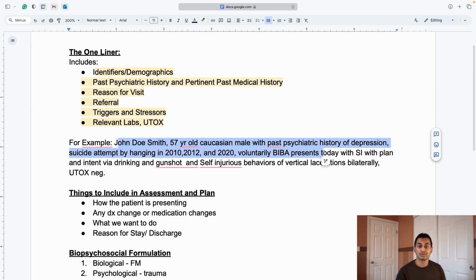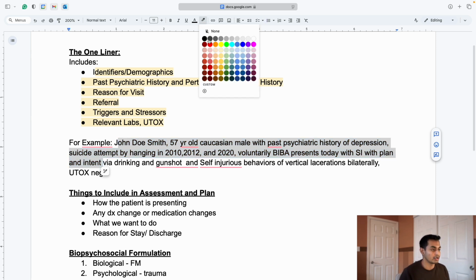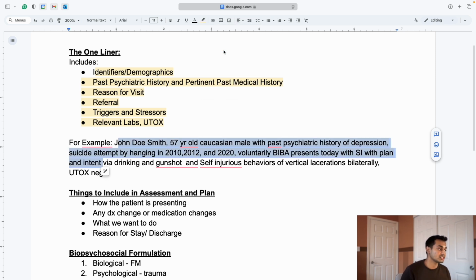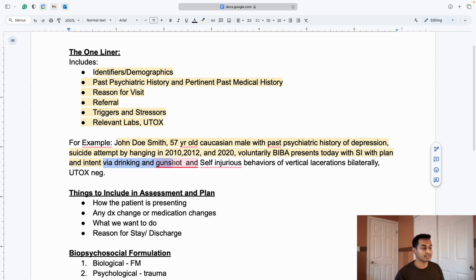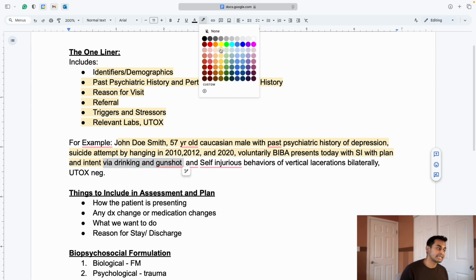And then while you're on your rotations, you can continue to refine it based off of what the attending desires. So, for example, for this patient, John Doe Smith, 57-year-old Caucasian male with past psychiatric history of depression, suicide attempts by hanging in 2010, 2012, and 2020, voluntarily brought in by ambulance presenting today with suicidal ideations with plan and intent.